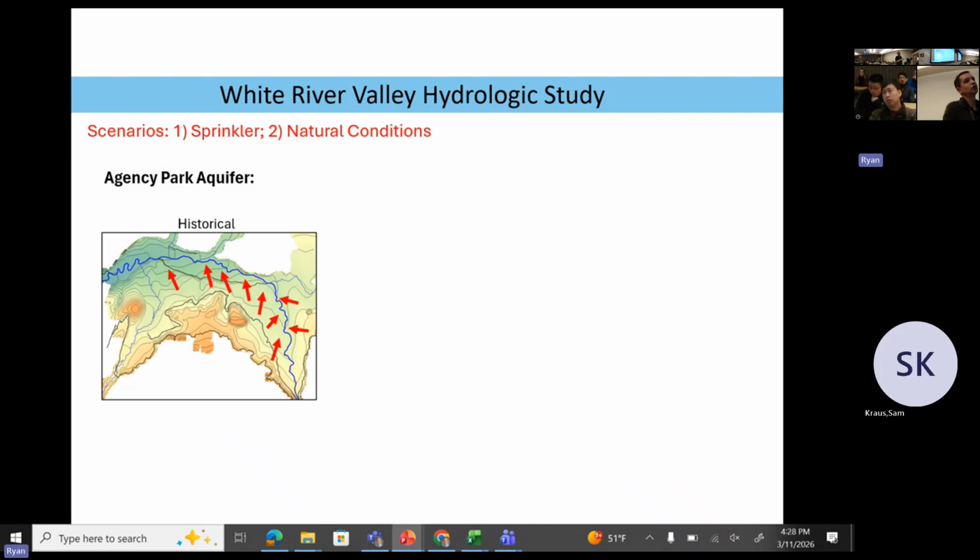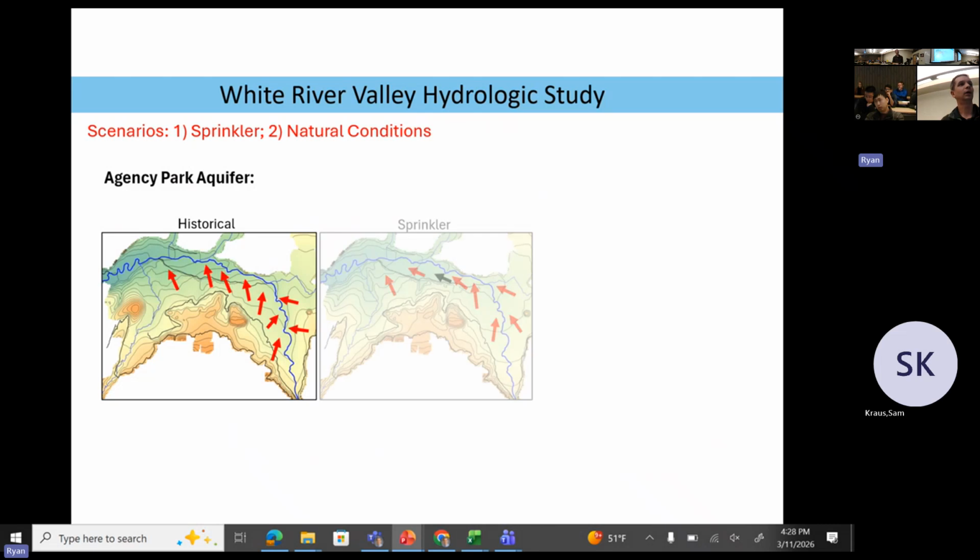Here I'm showing the direction of groundwater flow. This is historical, meaning what we feel actually happened using our data. Again, here's the White River, and you can see the groundwater flow. This is a map of water table elevation, and with these contour lines, flow is going to go perpendicular to that. So the groundwater is flowing towards the river. That makes sense. That's what we're seeing with the data and with the model.